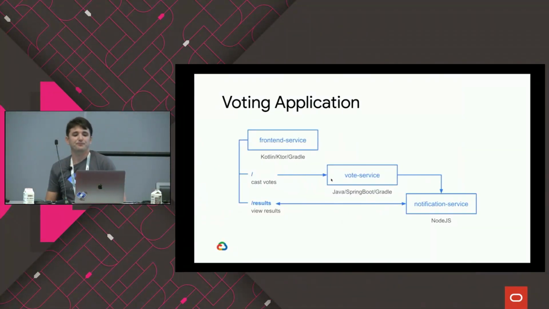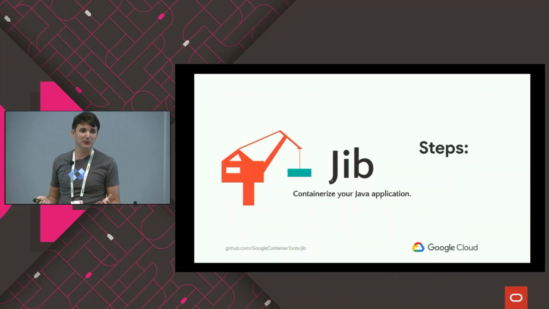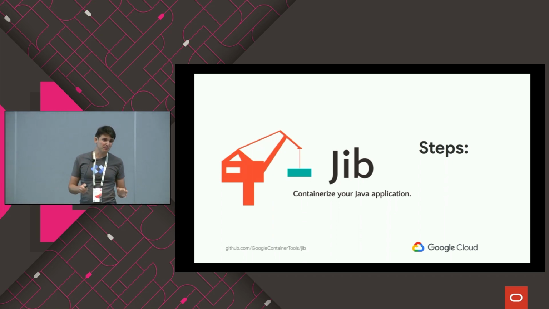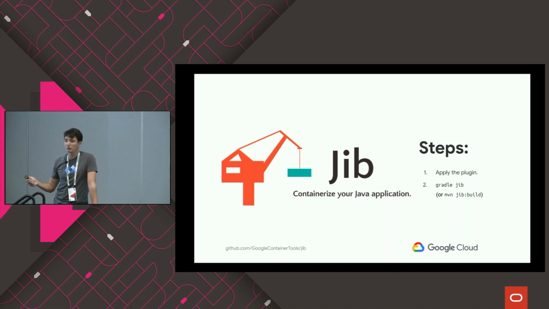And there is. Let's see. This is called Jib. Anyone heard of Jib before? OK, good. I hope you will like it. So now with Jib, in one turn, you become container experts. You don't have to think about Dockerfiles anymore. Do this: apply the plugin for Gradle or Maven. And if you want to build a separate image, just do gradle jib or maven jib target.